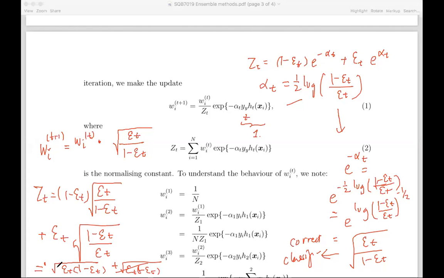okay, so basically there are two of them, right? Two. So then you replace, so you have over 2 square root of epsilon t, 1 minus epsilon t. So basically then you cancel, and you get w_i^t over 2 of 1 minus epsilon t. Okay, this one is for correct classification.